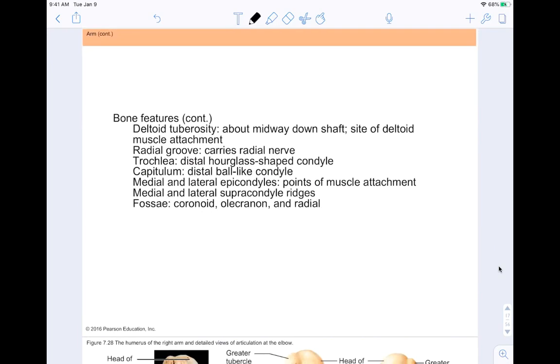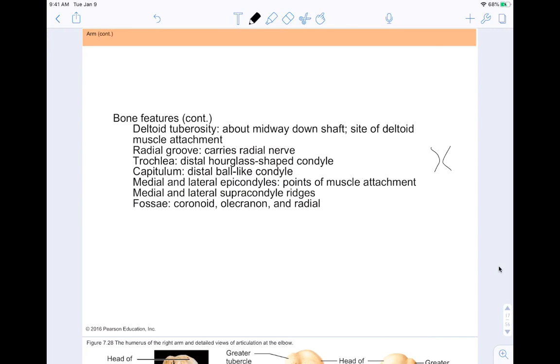Okay, more features of this. You also have a deltoid tuberosity, which is midway down, which is where the deltoid muscle is going to attach. You have a radial groove, which is going to carry the radial nerves. You have the trochlea, which is a distal hourglass shape, so it kind of goes in on both sides. Hourglass shaped condyle. You have the capitulum, which is the distal ball-like condyle. It's going to articulate with some of our lower bones.